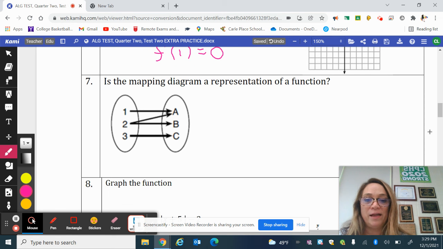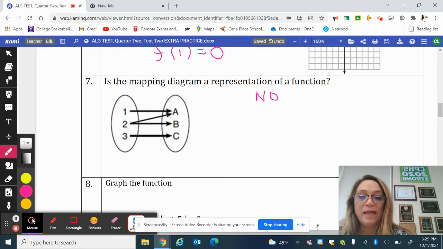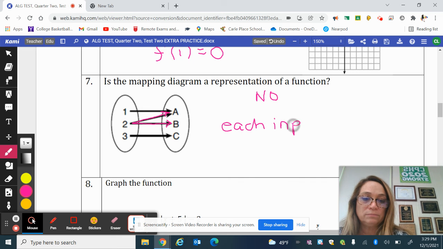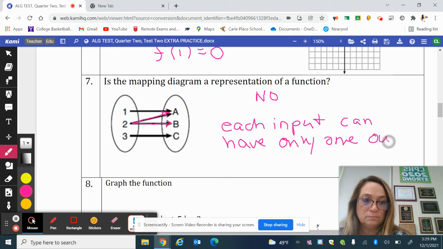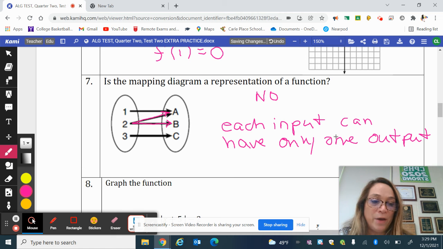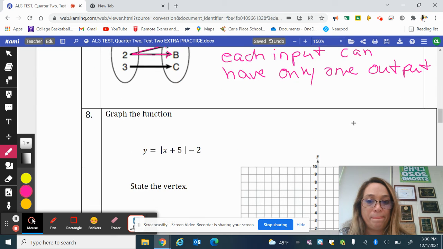Is the mapping diagram a representation of a function? No. It's this double arrow right here coming from the 2 that is a violation. Each input can have only one output. So it's the double arrow coming away from the 2 that makes this not a function.